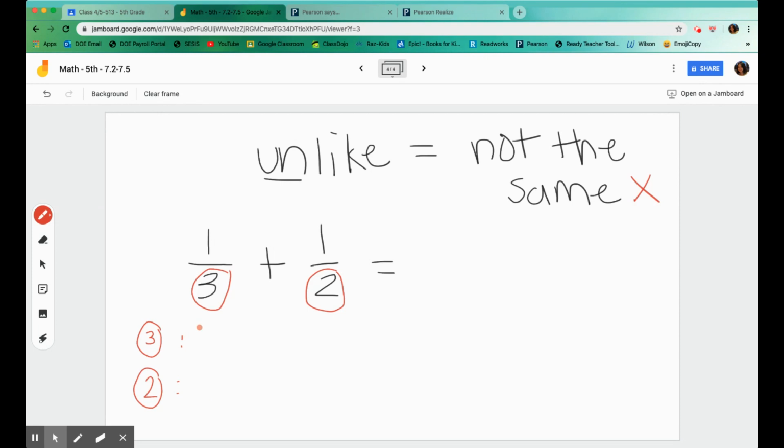So let's start with 3. Start with 3. 3, 6, 9, 12, 15. Now let's make a list of multiples for 2. Start with 2, 4, 6, 8, 10.